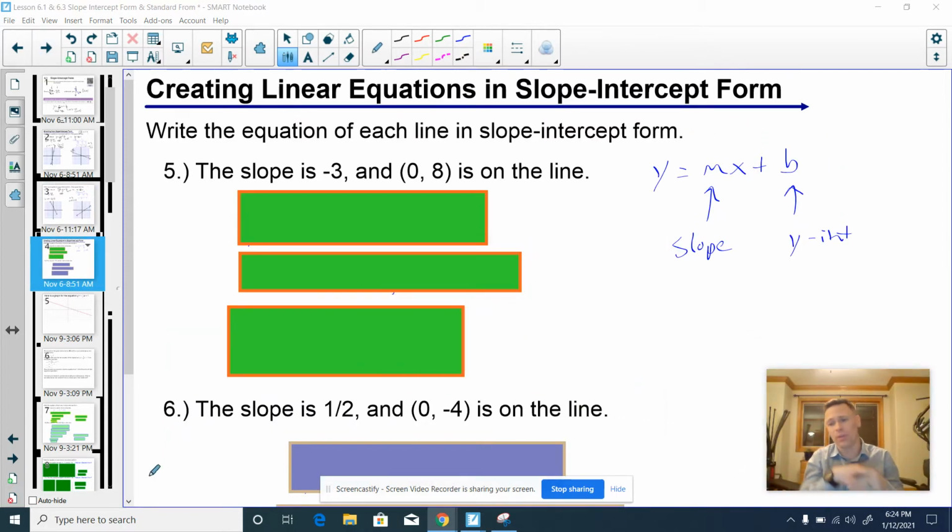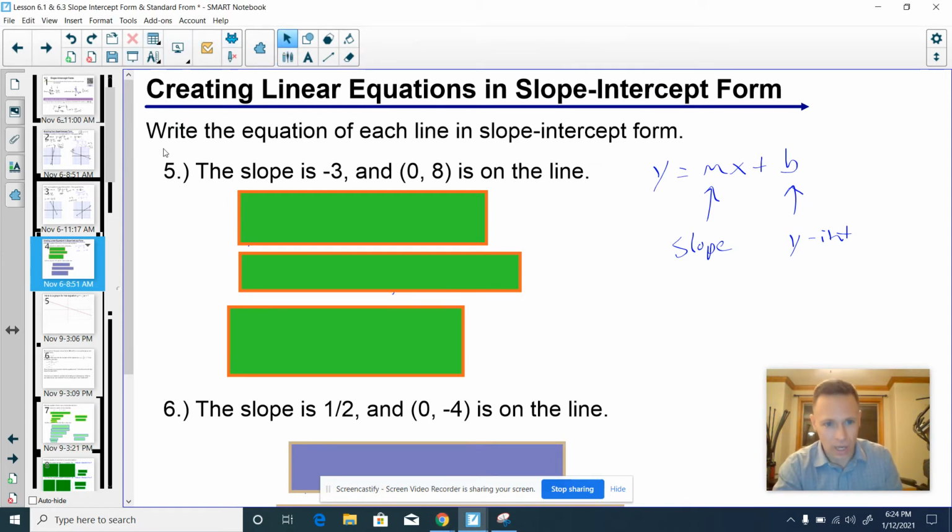Okay, so now we're going to flip the script a little bit, and change this into a lesson where we start taking away some of the information that we would normally give you for graphing, and we still are able to write an equation in slope-intercept form, okay? For instance, check out example number 5. It says, write the equation of each line in slope-intercept form, right? Well, we're given the slope. Awesome. It goes right in my equation, right?